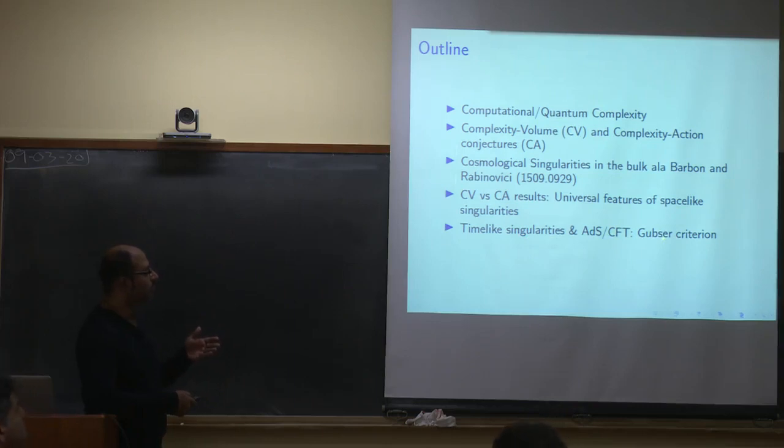And we will try to compare our results with the well-known criterion in the literature, which is the Gubser criterion. We already have some idea from CFT of what kind of time-like singularities we can expect to arise in the bulk, and we will try to compare with their result and see what we get. Okay, so this is the last one.